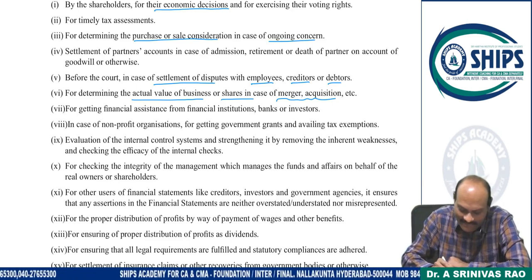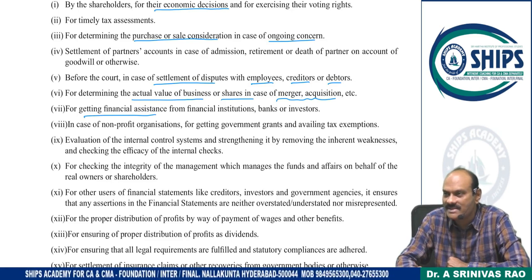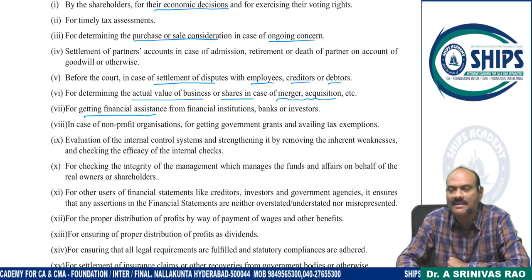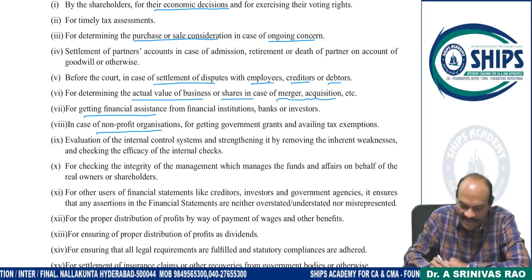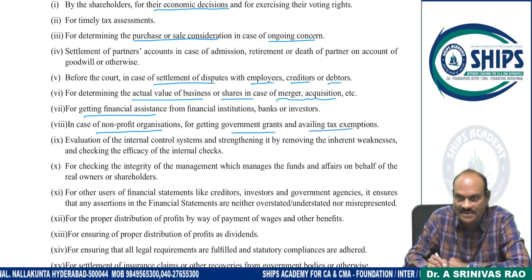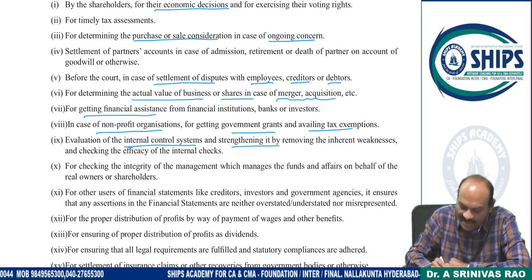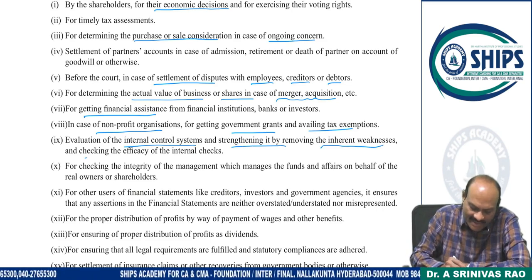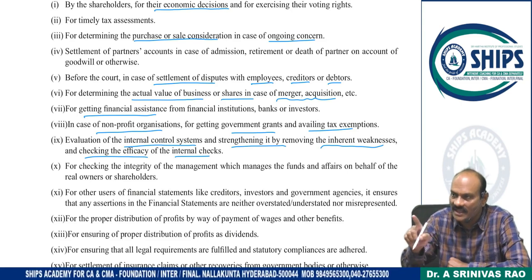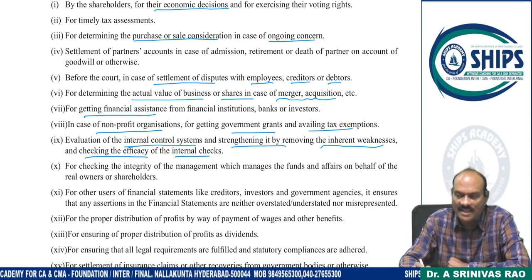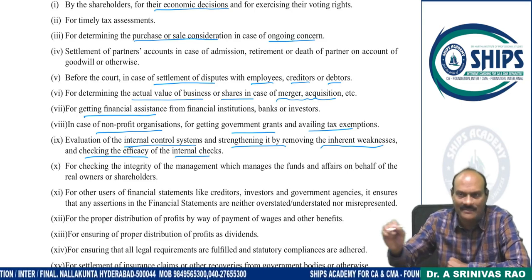For getting financial assistance from financial institutions, banks and investors, if you want any loans and advances from the banks or financial institutions, definitely you need an auditor's report. So, statutory audit. In the case of non-profit organizations, getting a government grant and availing tax exemptions, audit is necessary. Evaluation of the internal control system, strengthening it by removing inherent weaknesses and checking the efficiency of internal check. Whether the internal control system is effective or ineffective, the auditor will tell. What are the areas where we are weak? What steps should be taken to strengthen that? He will give the remedial measures also.